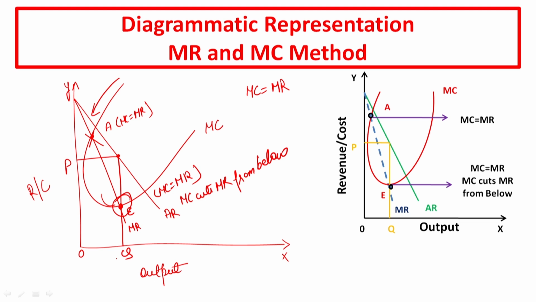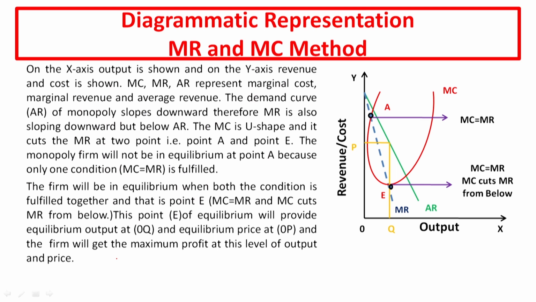So this is the approach which says that the equilibrium condition is satisfied through MC is equal to MR and MC cuts MR from below. It will give you the equilibrium point that gives you equilibrium output and equilibrium price. So this is the explanation and this is the diagrammatic representation. I just discussed it with you, you can go through it.